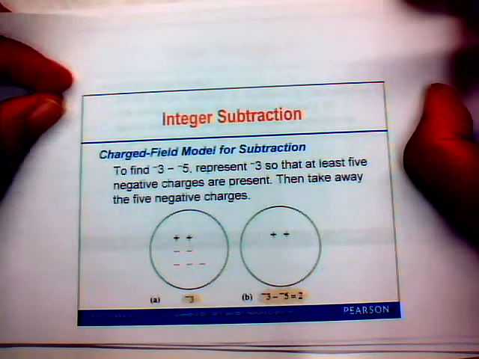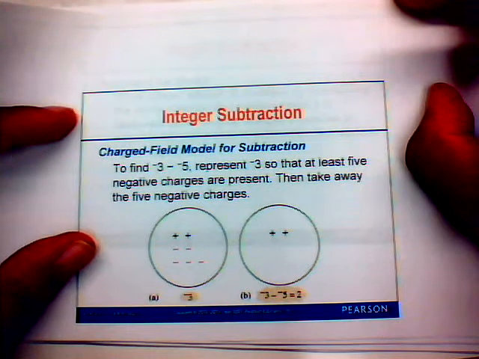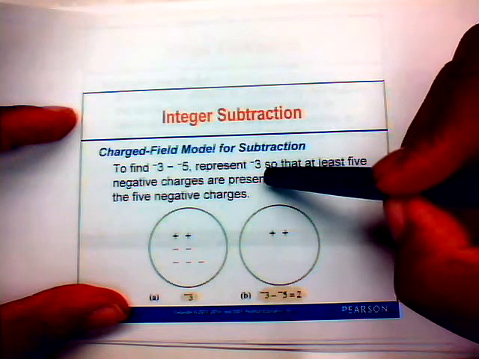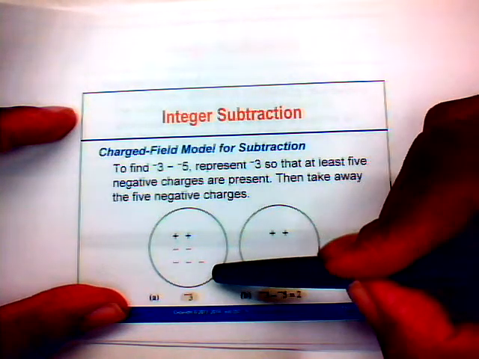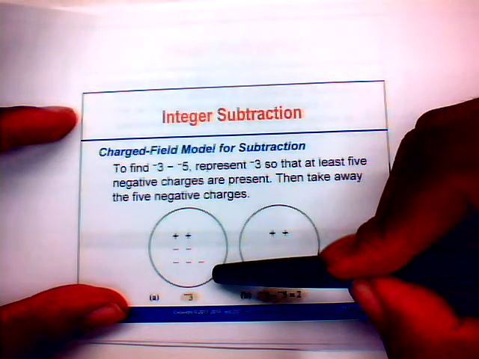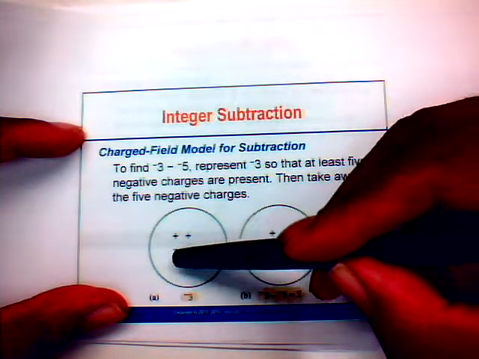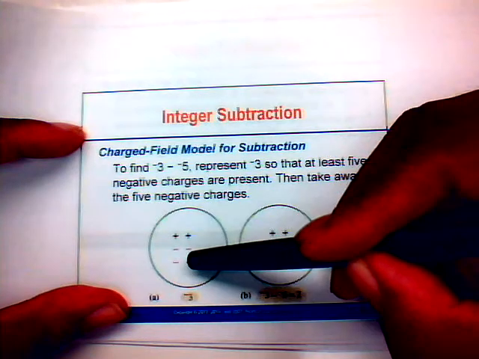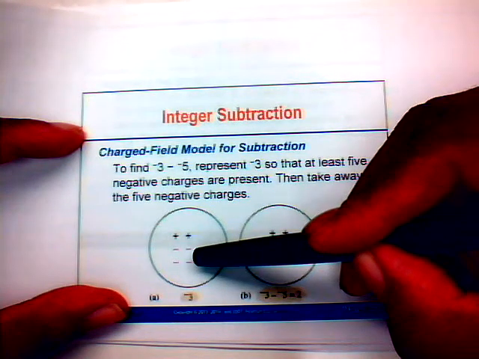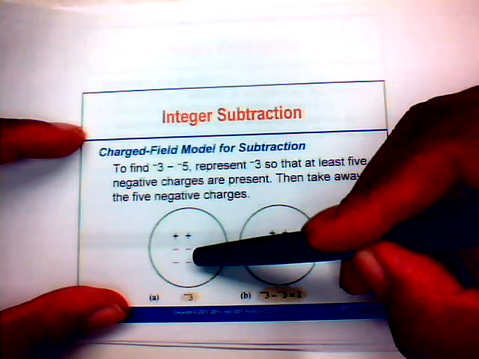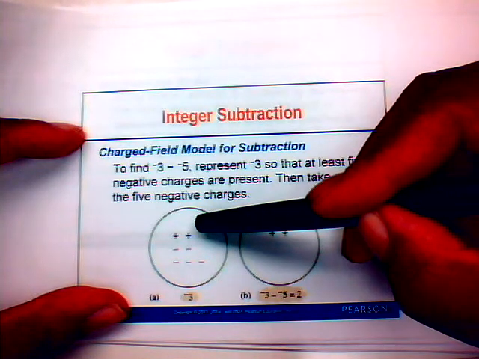Another model similar to the chip model is the charge field model. If you want to do negative 3 minus a negative 5, here you want to represent the negative 3 with 3 negative signs, but we want to take away negative 5 negative charges, which means you need 2 zero pairs. You can put 2 of these negative signs in here, but if you're going to put 2 negative signs in there to compensate for that, you must put 2 plus signs in that circle as well.